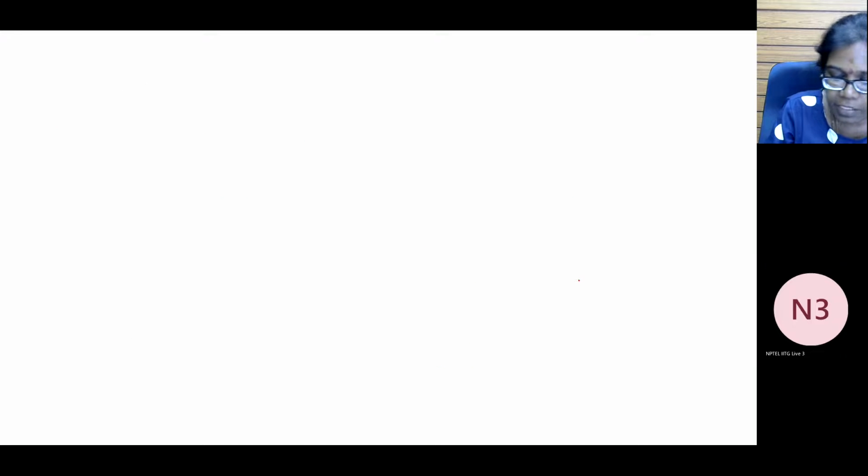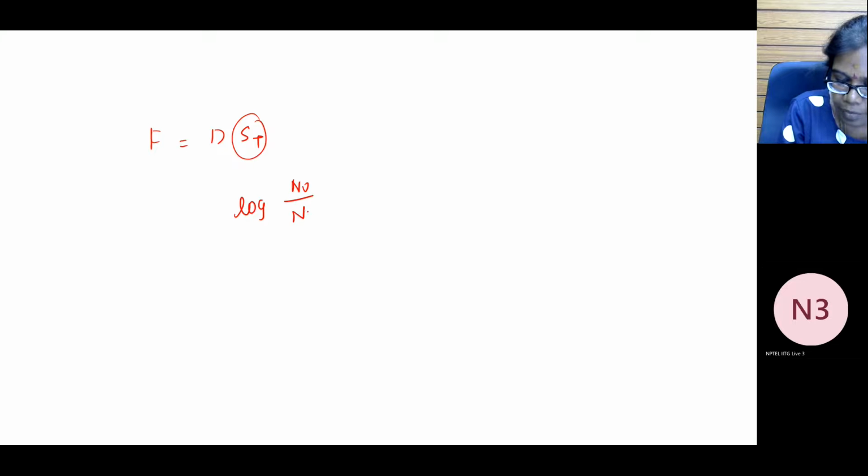So the formula is very familiar to you by now. So that is F equals D into log N naught upon N. So N is also directly given, that is 1, and D is also directly given, that is 1.2. So the only difference is how to find out N naught, right?